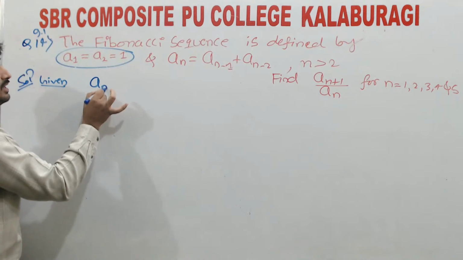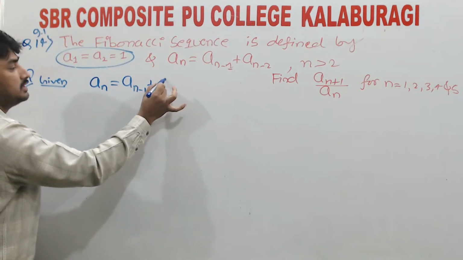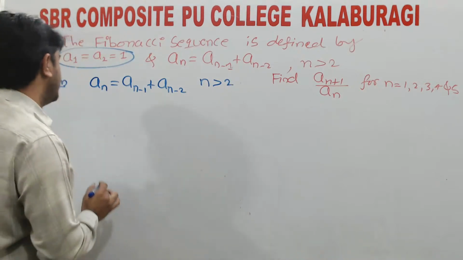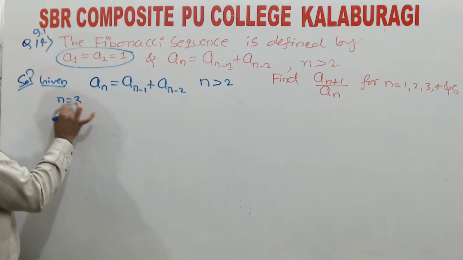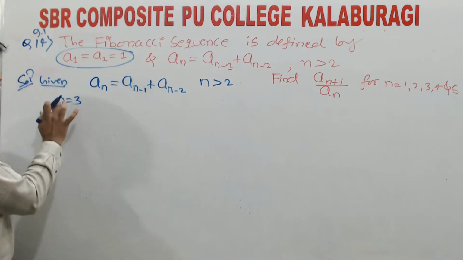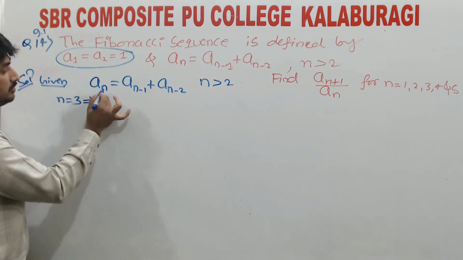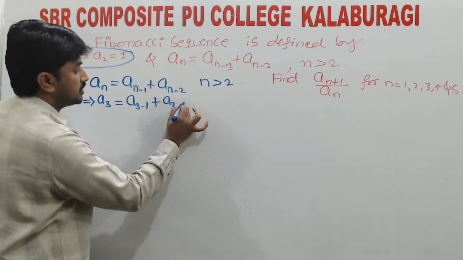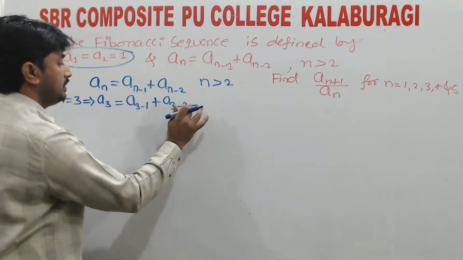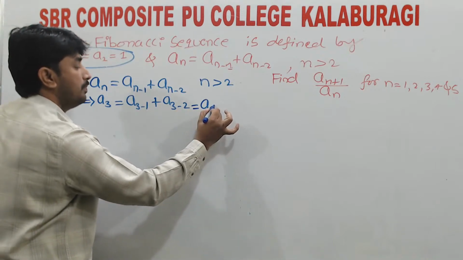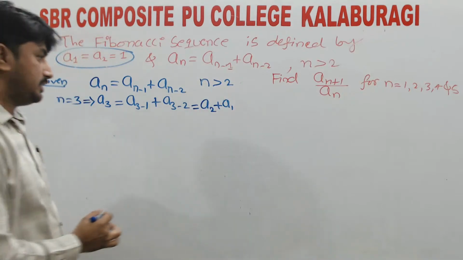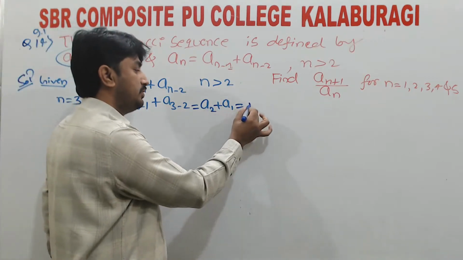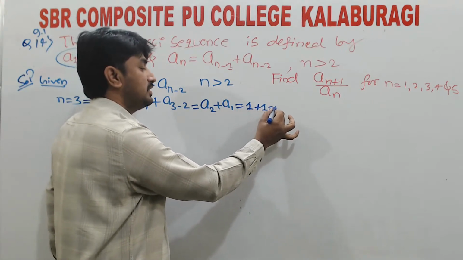The given condition is what? an is equal to an minus 1 plus an minus 2, and we take n value greater than 2 always. Here I am taking n equal to 3. a1 and a2 values are known. I am taking n equal to 3, which implies the third term. In place of n I am taking 3. a3 is a3 minus 1 plus a3 minus 2, which is a2 plus a1, and it is equal to the already known values of a2 and a1. Both values are 1 and 1. So in place of a2 it is 1, in place of a1 again it is 1. It is equal to 2.